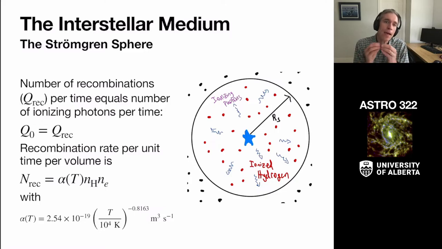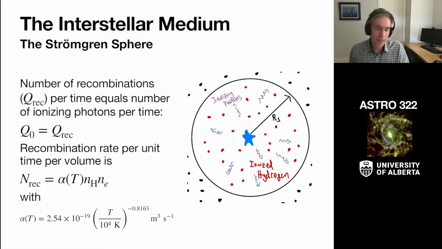So the rate at which that happens has to depend on the density of electrons times the density of protons, because you basically have to get the two of those things together. So since it's a two-body system, we always expect to see a product of density squared.